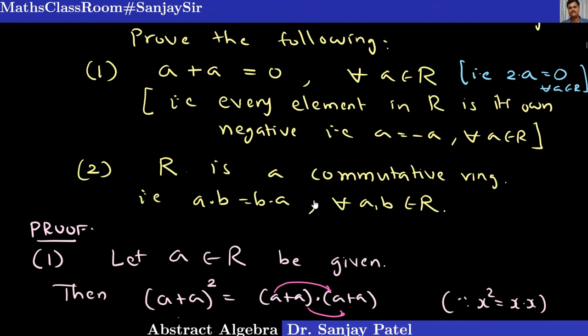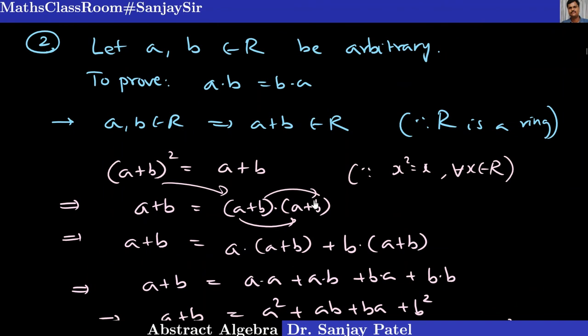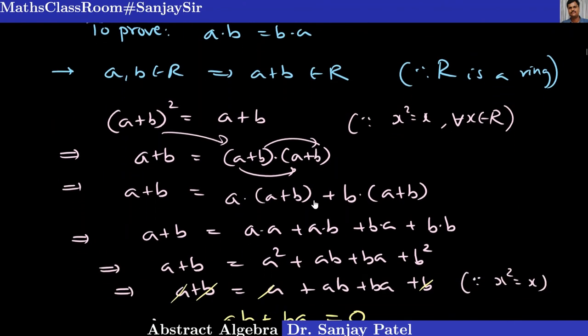So this is about the definition and example of Boolean ring. In the next lecture, we are going to introduce another important concept of ring, and that is known as the characteristic of a ring. And finally, we'll prove some more problems.